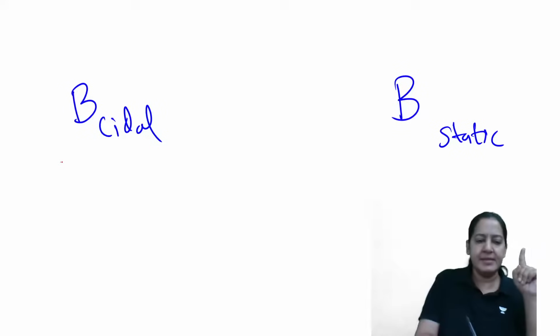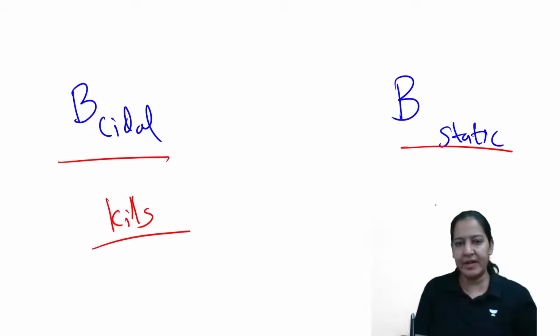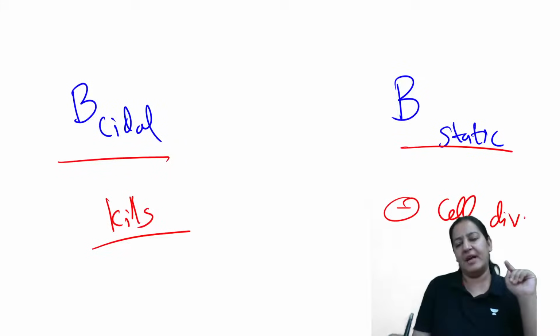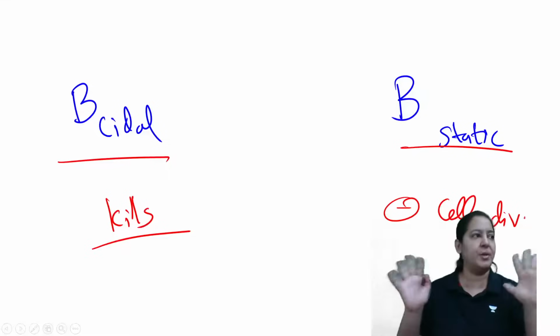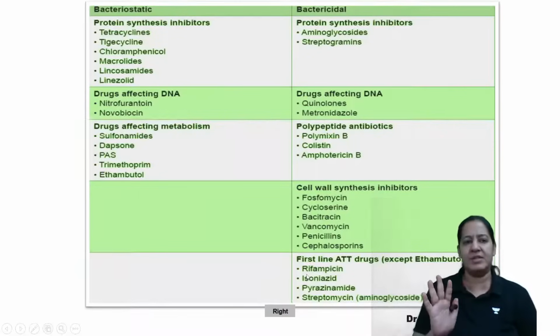Can you tell me the difference? Cidal are the ones which kill bacteria. Static are the ones which do not kill the bacteria but inhibit the cell division in the bacteria, the binary fission. Give me a thumbs up, everyone. So that is based on their action. They are of two types, bactericidal.